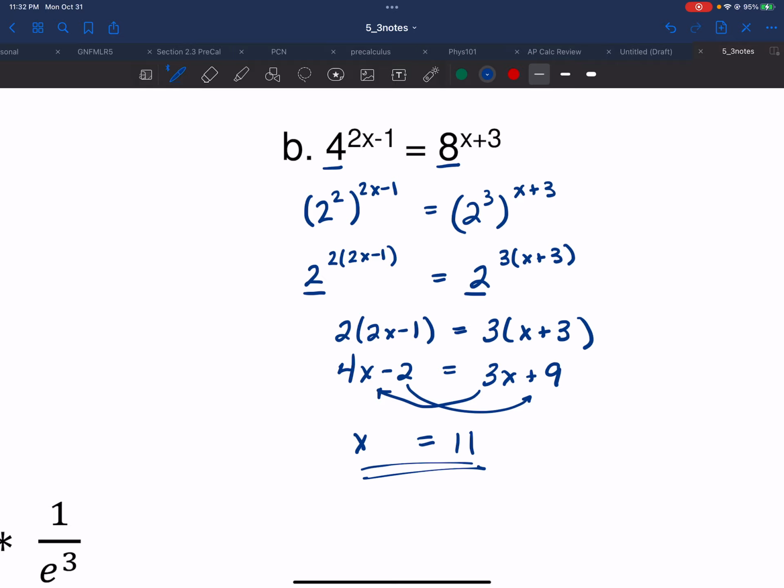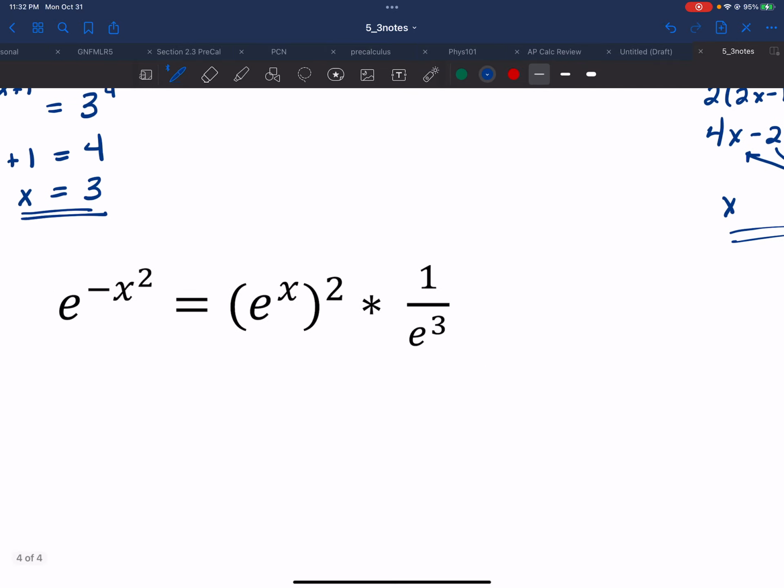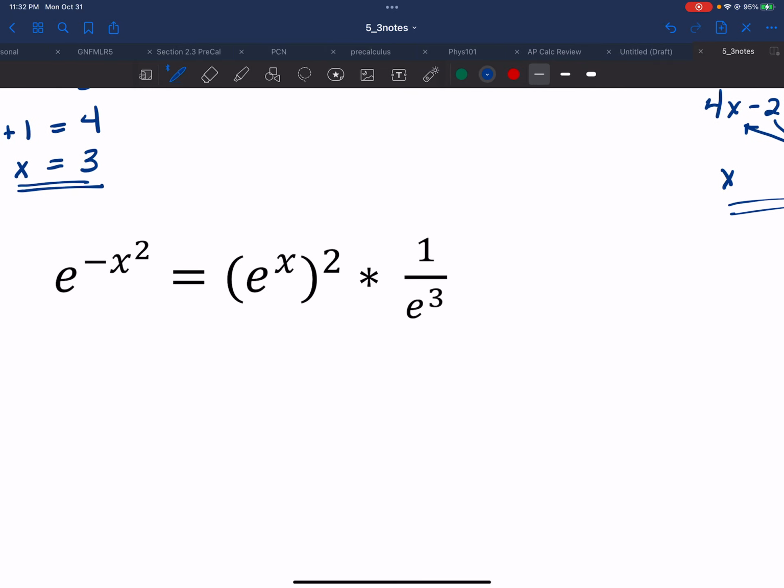Again, this looks worse than it is. This is pretty straightforward on this side. This side is a hot mess. So I'm going to use some of my trig rules to simplify that and see if I can. I'm just going to copy this down, negative e to the x squared.